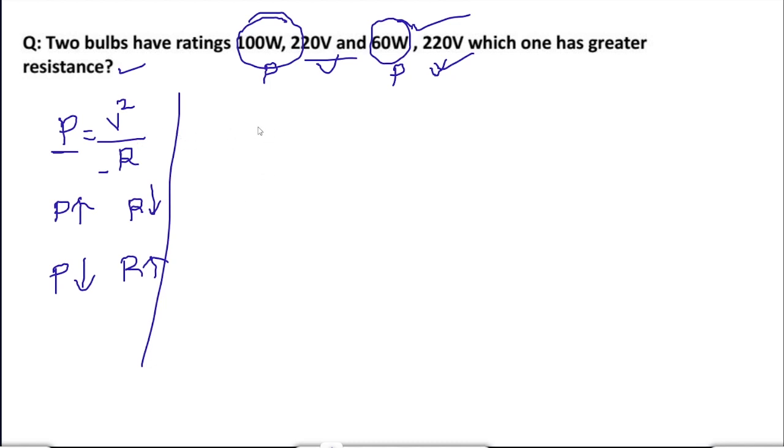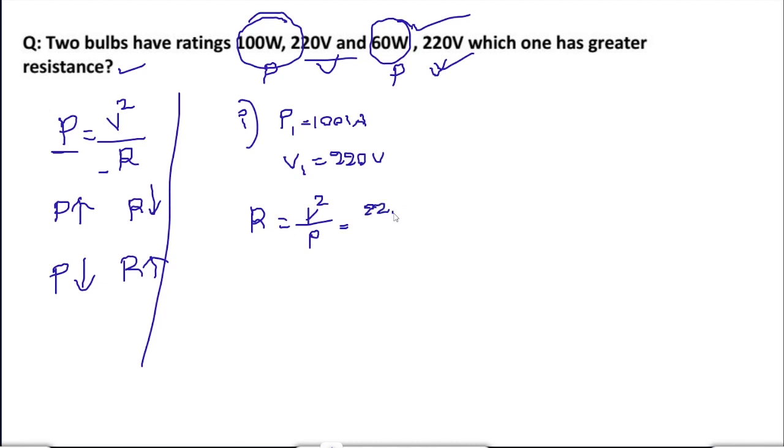So what is it? First case. P1 is equal to 100 watts. And what is V1? It is 220 volts, right? So R is equal to V square by P. What is V square?